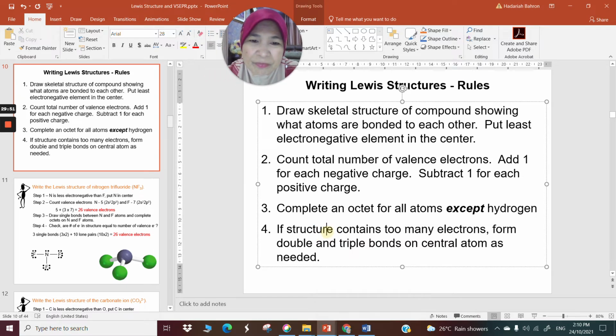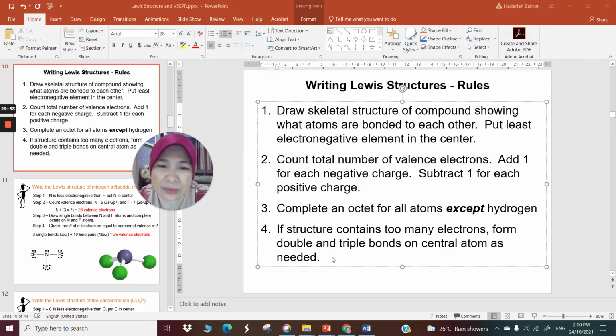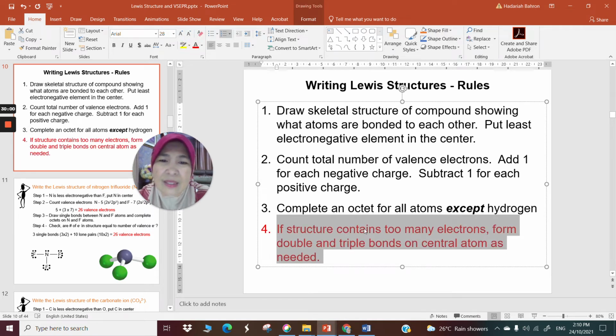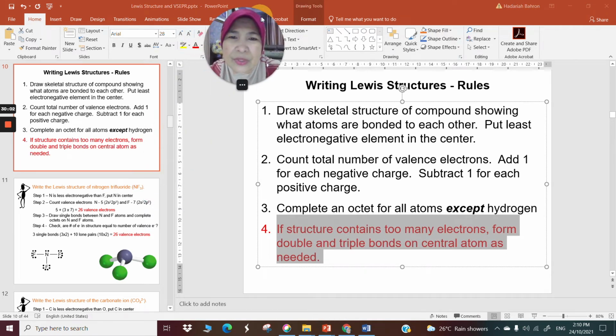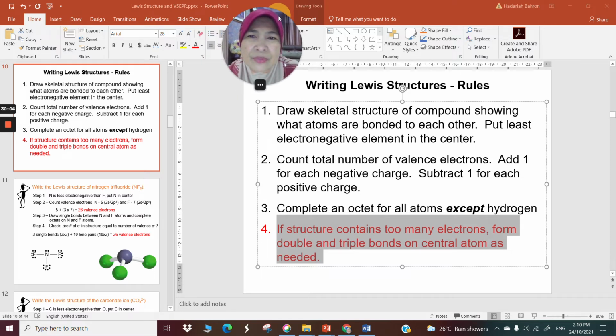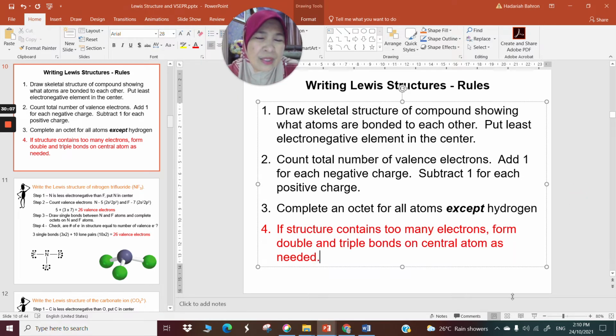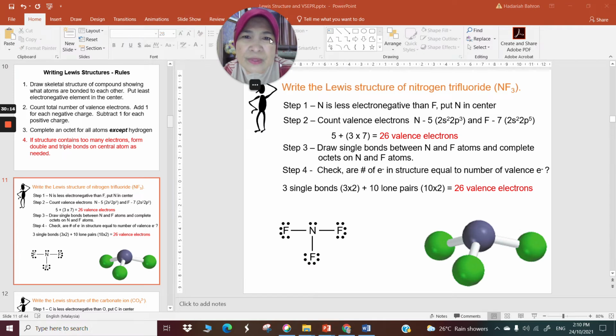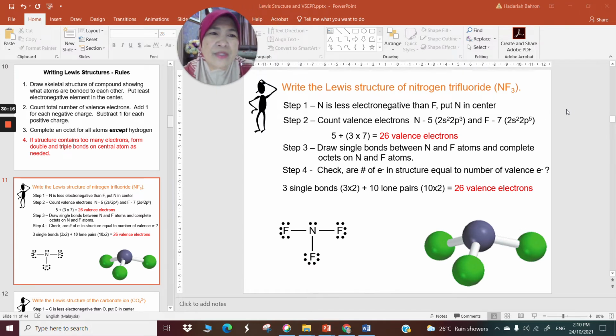Okay? Right, like that. So rule number 4 will actually give you information whether you need to form double bond or triple bond. So let's go through some examples. For example, if you have NF3, nitrogen with 3 fluorine atoms.